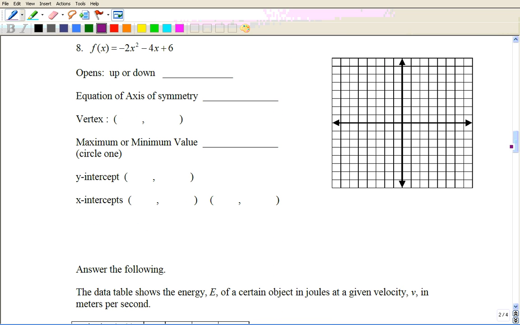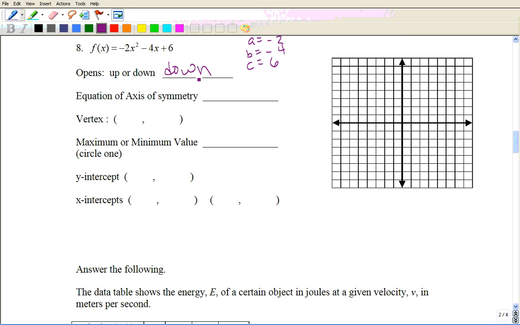Okay, number 8, we have negative 2x squared minus 4x plus 6. So again, I'm going to list out what a and b and c are. A is what's in front of the x squared, so we have negative 2. B is the middle term that's in front of the x, so we just have minus 4, and then C is 6. So this graph opens down because A is negative.